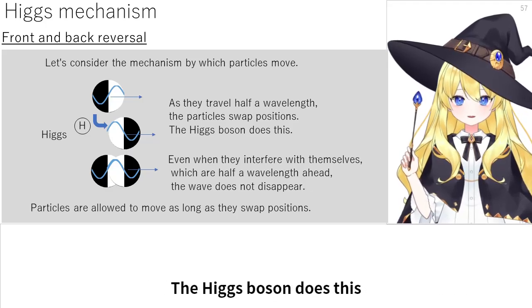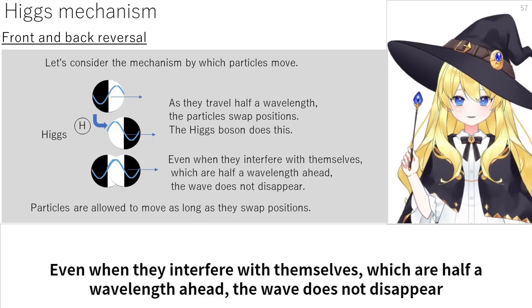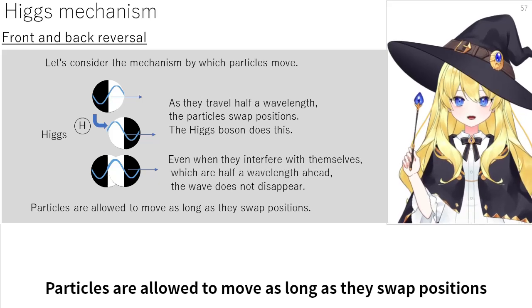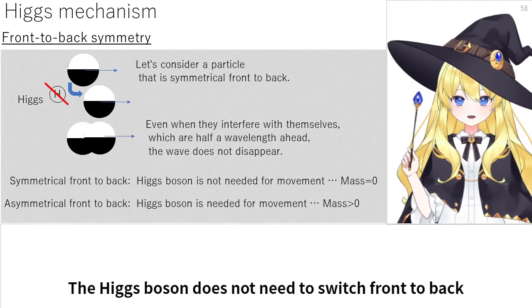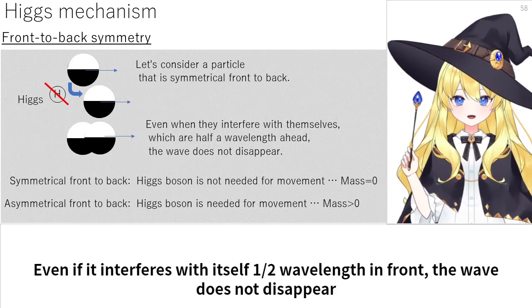The Higgs boson does this. Even when they interfere with themselves, which are half a wavelength ahead, the wave does not disappear. Particles are allowed to move as long as they swap positions. Let's consider a particle that is symmetrical front to back. The Higgs boson does not need to switch front to back. Even if it interferes with itself 1/2 wavelength in front, the wave does not disappear.